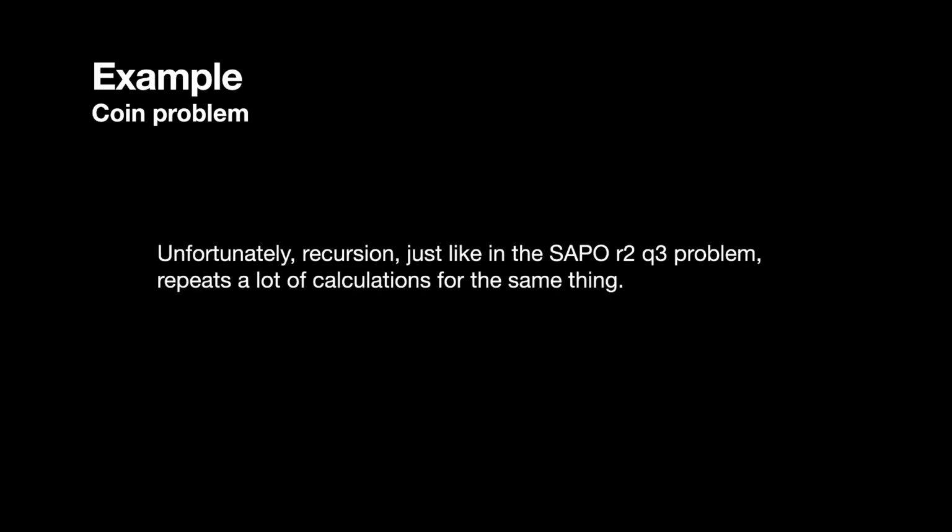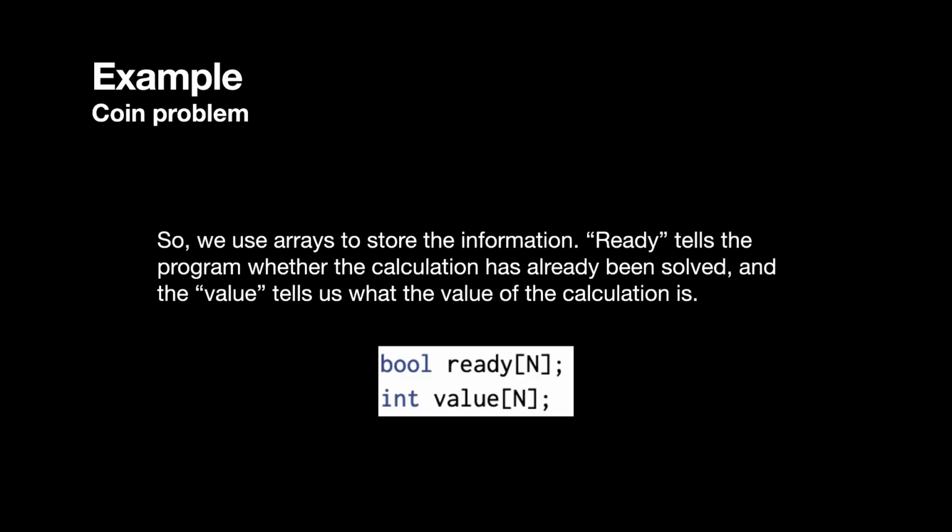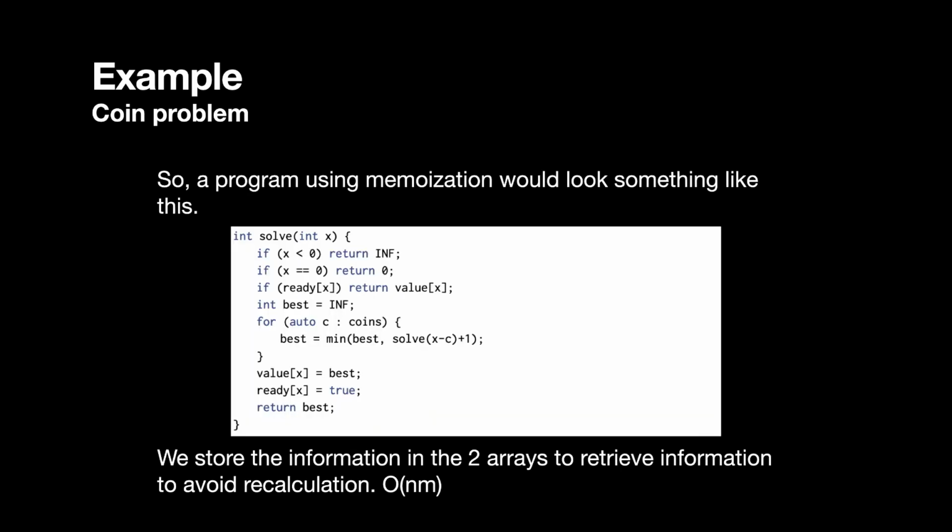Unfortunately, recursion, just like in the SAP round 2 question 3 problem, the grid walk problem, repeats a lot of calculations for the same thing. And so we use arrays to store the information. The array ready tells the program whether the calculation has already been solved, and the array value tells us what the value of the calculation is. So a program using memoization would look something like this. We store the information in value and ready, so value stores the value and ready stores whether we already calculated it. And this time complexity is O(nm).